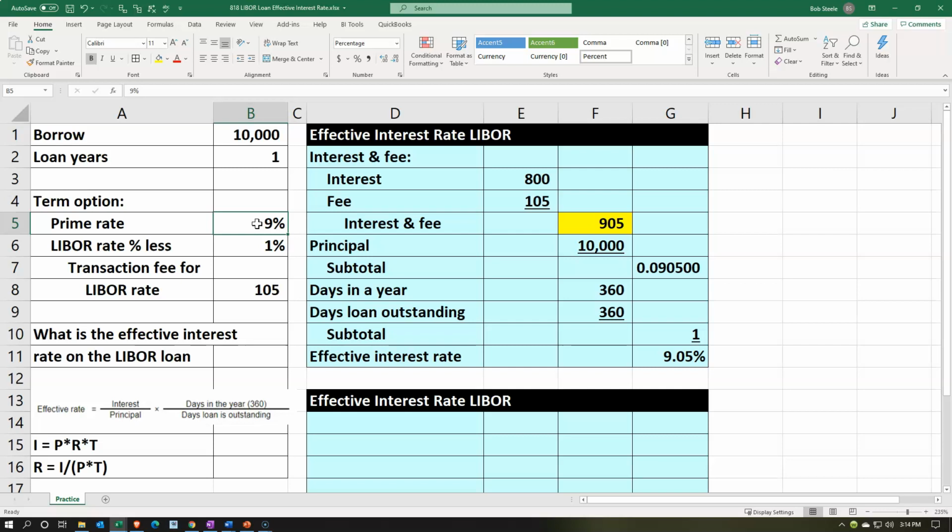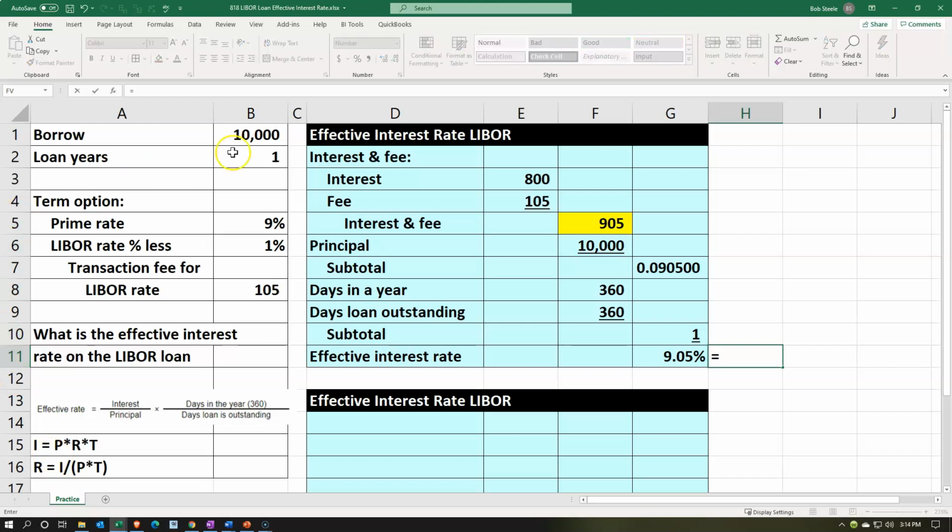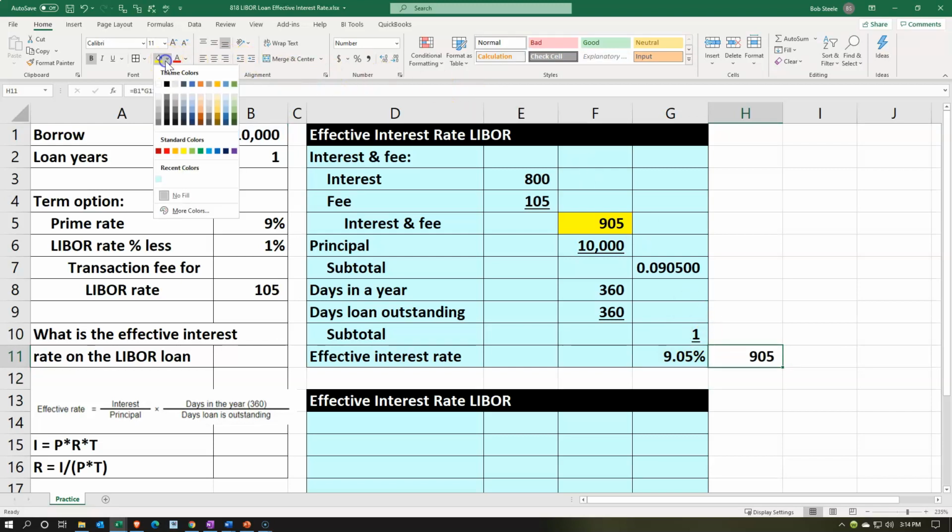Now, what if I was to calculate the interest, plugging this back in, P times R times T. So let's do that. The principal would be 10,000 times the rate, which we're saying is 9.05, times the time, which is simply 1, or 360 over 360, which is going to be the 905. And the 905 is what we would think of as interest, but notice it now includes the interest and the fee that we're talking about, the 905 up top.